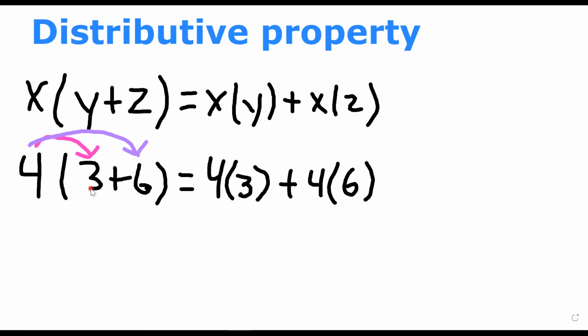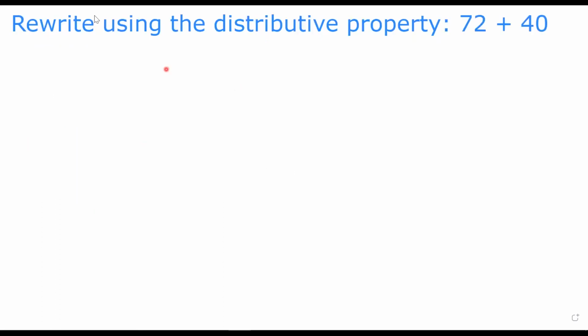Let's look at an example of how to use the distributive property to write an expression like this. Our problem says, rewrite using the distributive property, 72 plus 40. So how we would start out is to start by finding the greatest common factor of these two numbers.